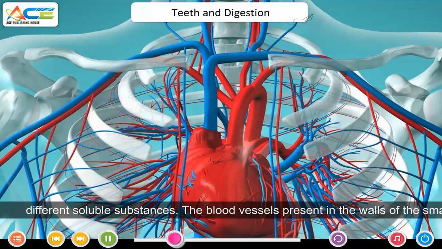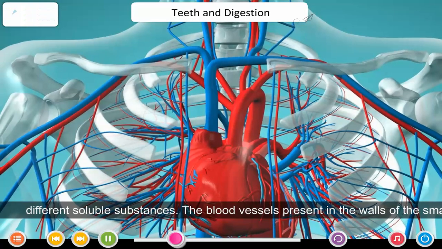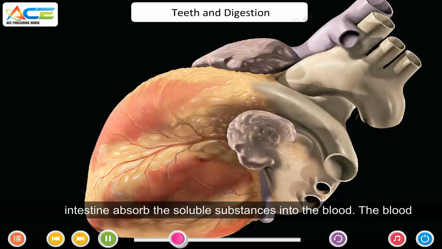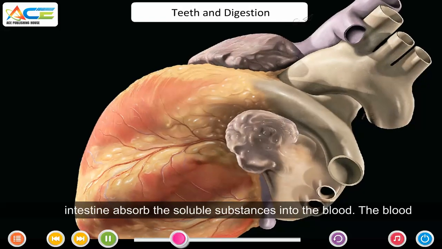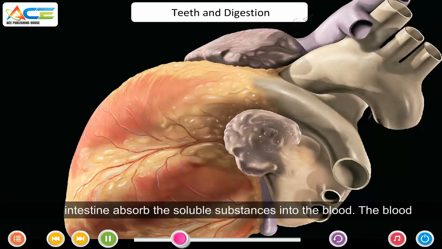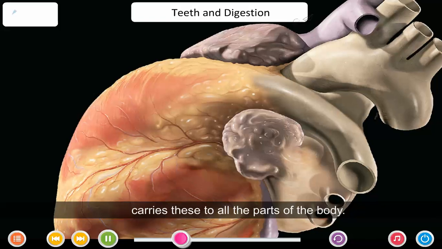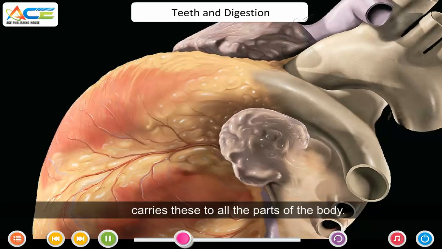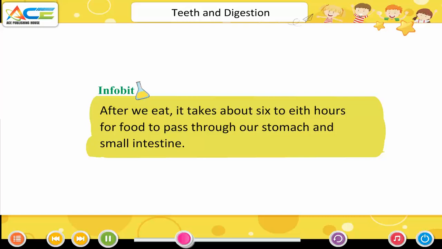The blood vessels present in the walls of the small intestine absorb the soluble substances into the blood. The blood carries these to all the parts of the body. Infobit: after we eat, it takes about 6 to 8 hours for food to pass through our stomach and small intestine.